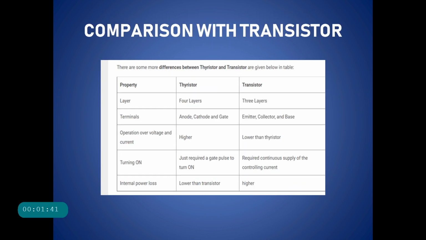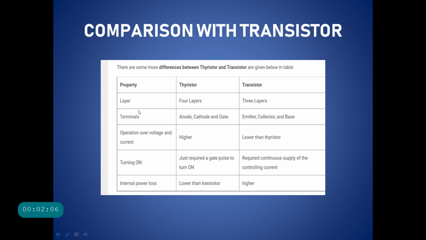Now let's see how a thyristor is different from a transistor. First of all, in terms of layers, thyristor has four layers of PNPN, and a transistor has three layers. It is either PNP or NPN. In case of terminals, both thyristor and transistor have three terminals. Thyristor has anode, cathode, and gate, and transistor has emitter, collector, and base.